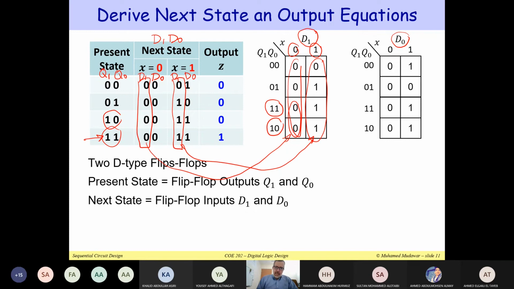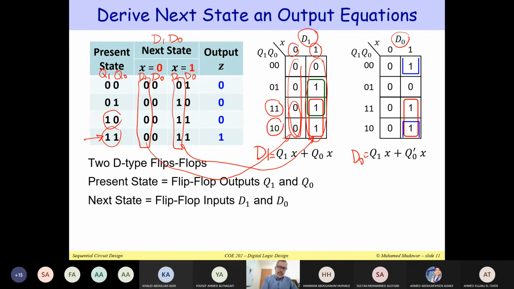So we have the Karnaugh maps for D1 and for D0. Next, what we need is to obtain the equations. Because we have the Karnaugh maps, we can easily obtain the equations. So we can obtain the equation here for D1, and this is the equation for D0. So I can write it here: this is D1 equal to, and this is D0 equal to. Okay, so these are my equations. These are my next state equations.